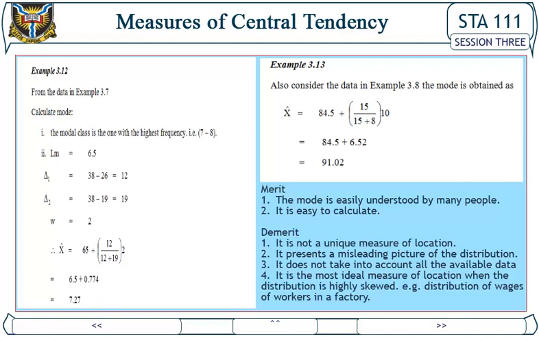Example 3.13. Also consider the data in example 3.8. The mode is obtained as, is equal to 91.02.